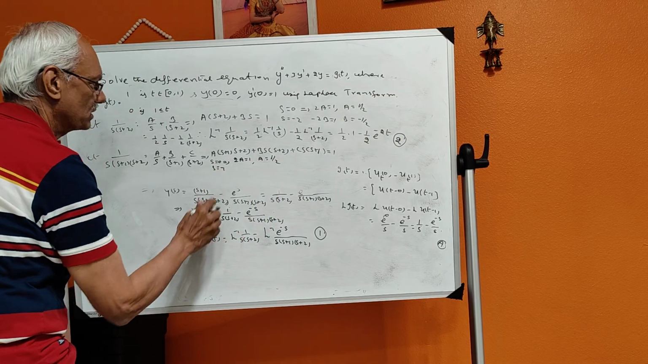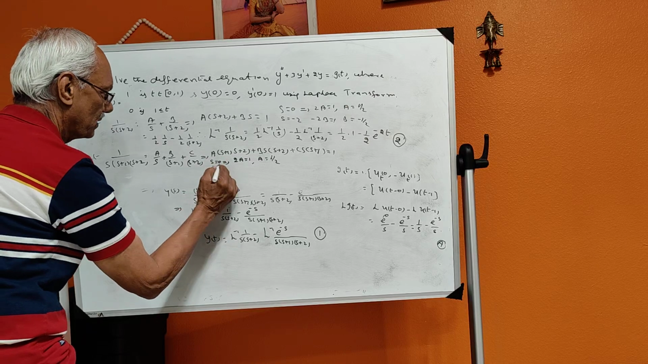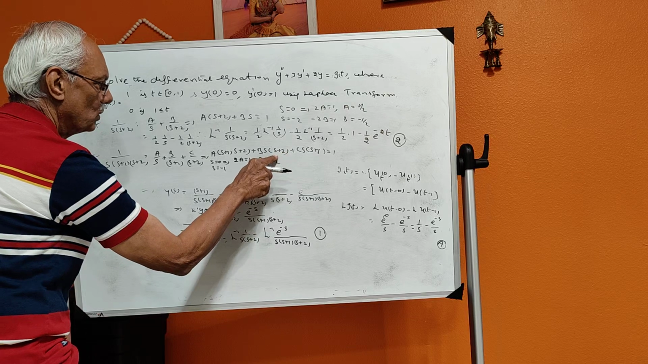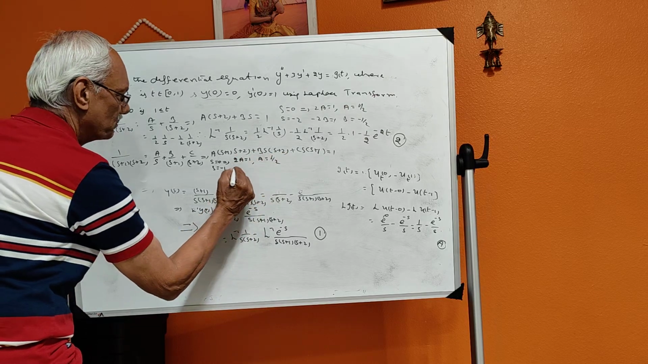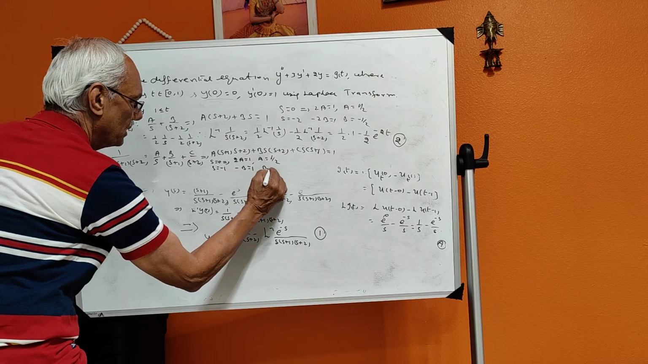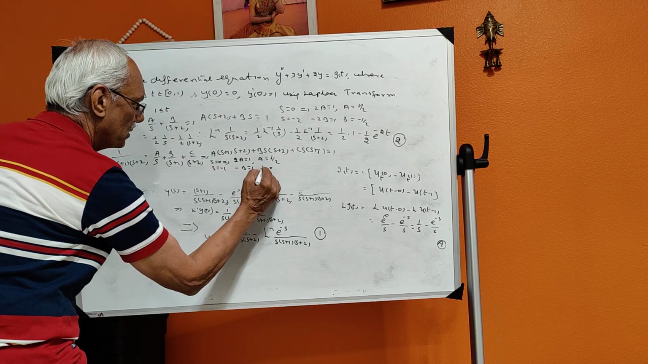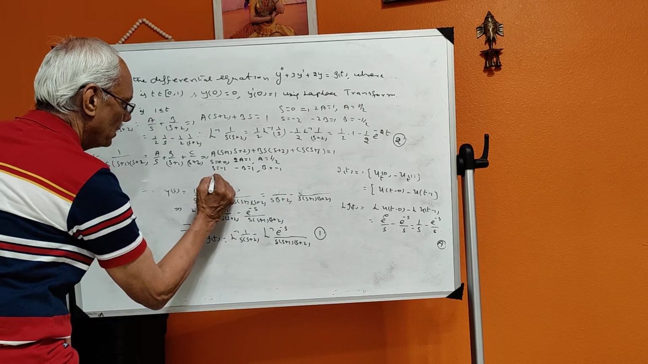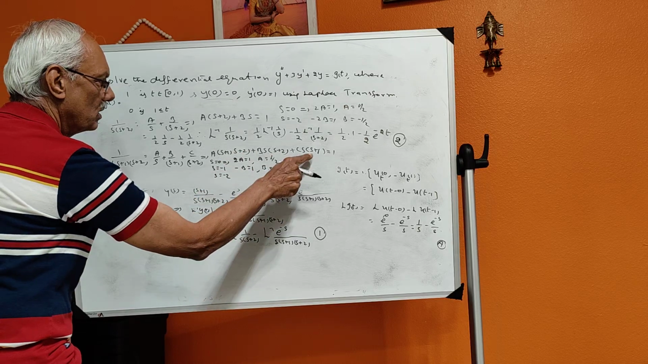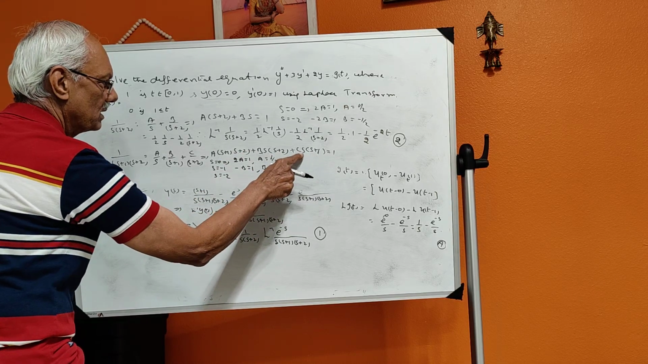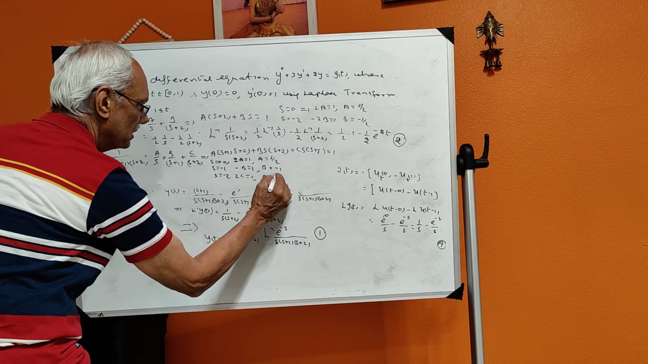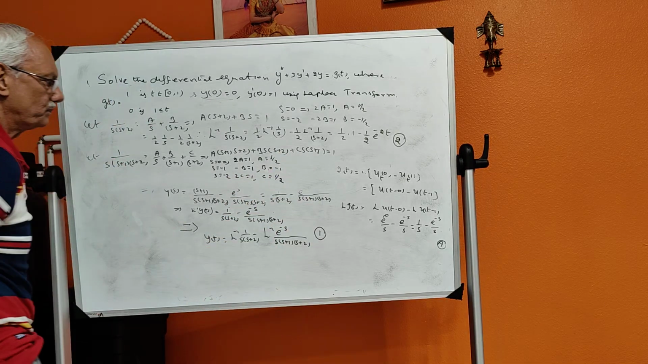Put s is equal to minus 1. When you put s is equal to minus 1, this is 0 and this is 0, it is minus 1 into 2, it is minus b. Minus b is equal to 1, b is equal to minus 1. Put s is equal to minus 2. Minus 2 means 0, this is 0. Minus 2 means minus 1, minus 2 is 2c. 2c is equal to 1, c is equal to half.